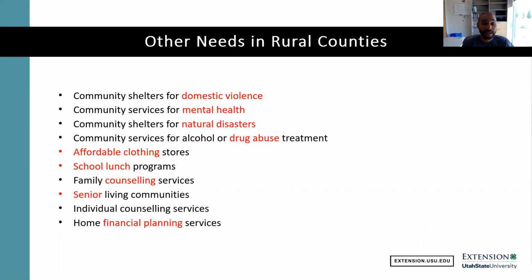The other needs are community shelters from domestic violence, mental health, natural disasters, and drug abuse. This points to a lack of infrastructure or physical assets in rural communities. So other needs are affordable clothing, school lunch, counseling services, senior living, and financial planning. As always, the first step is to understand the community need by looking at the list, connect your program to one or more needs, create an impact statement that addresses the need, and then establish your long-term outcomes. With that in mind, medium and short-term outcomes are easier to describe if the long-term outcome is clearly stated.